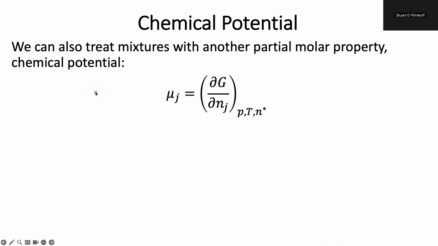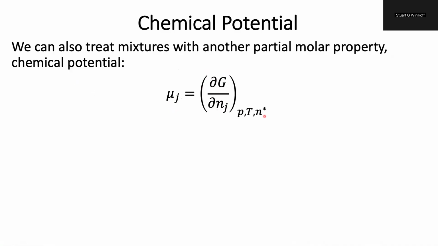So we can treat our mixtures using this important partial molar property, chemical potential. And notice that the form here looks kind of similar to what we saw with partial molar volume from last lecture, where the chemical potential in its full description is going to be looking at how the Gibbs free energy changes as I add or remove an amount of the component of interest.